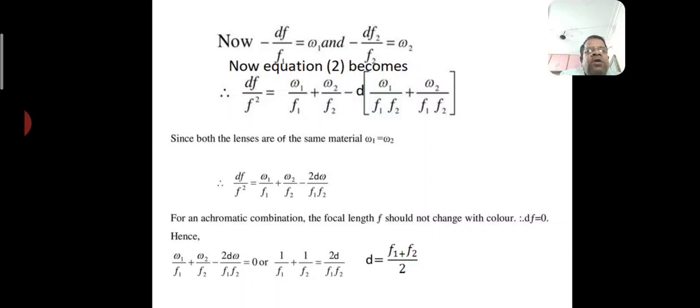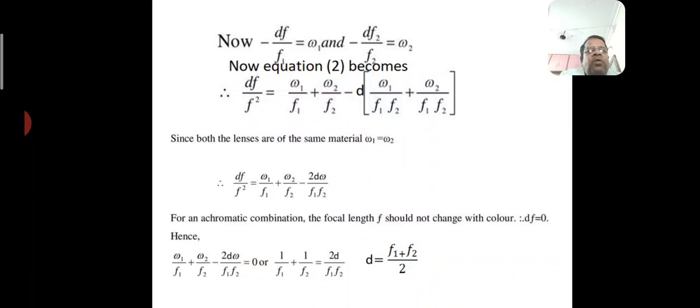For an achromatic combination, the focal length f should not change with color. That is, df equals 0. If we take df equals 0, then omega 1/f1 + omega 2/f2 - 2d omega/(f1 f2) = 0. Already I told you both lenses are made of the same material. Therefore omega 1 equals omega 2 equals omega, so we can drop omega 1, omega 2 and omega from both sides.